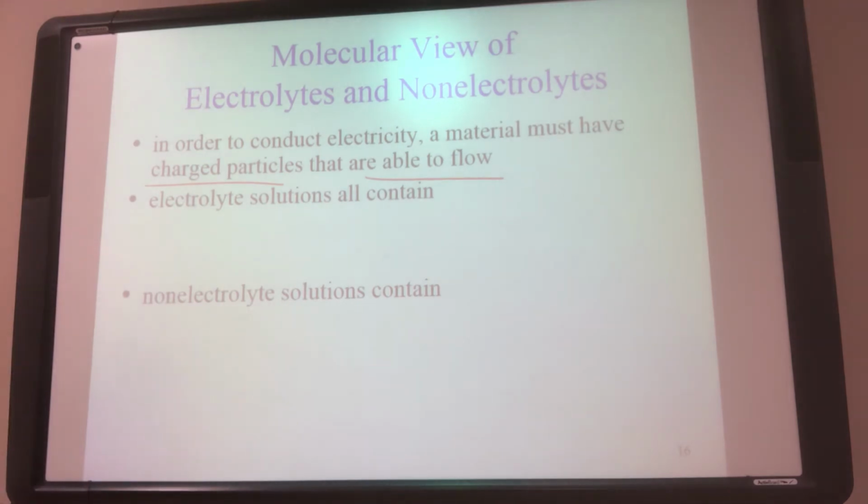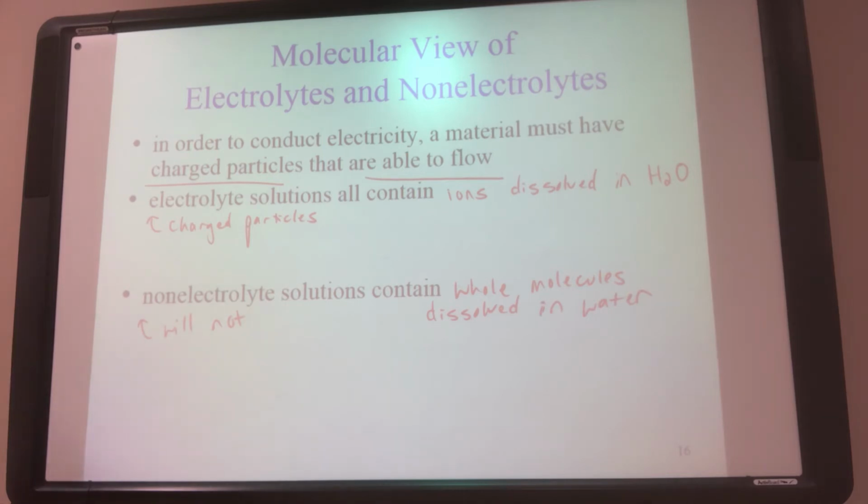So my electrolyte solutions are going to have charged particles. Electrolyte solutions all contain ions dissolved in water, whereas non-electrolyte solutions contain whole molecules dissolved in water. So let's think about the different types of compounds we've learned about so far.